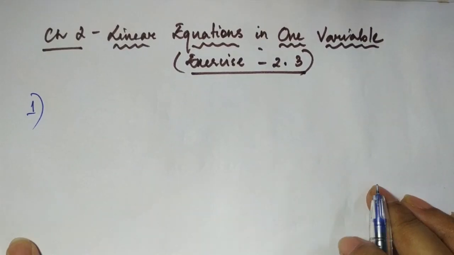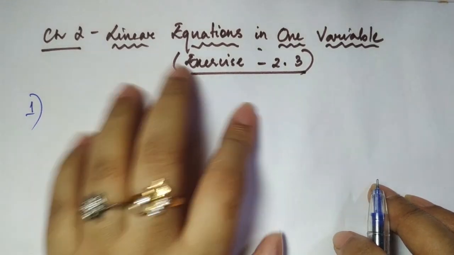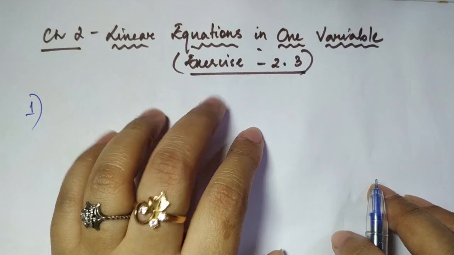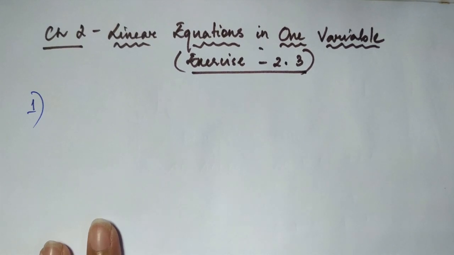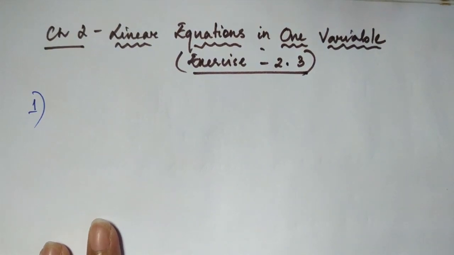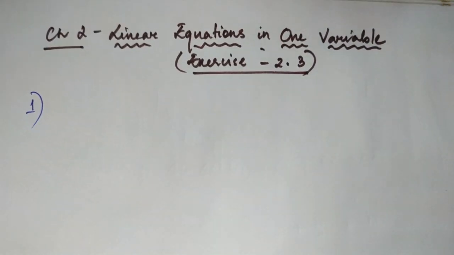Hello everyone. Today we'll be starting with exercise 2.3 of our second chapter, that is linear equations in one variable. In the last exercises you have seen some problem sums. In the first exercise you have seen just solving a given linear equation. Here we have 10 questions.